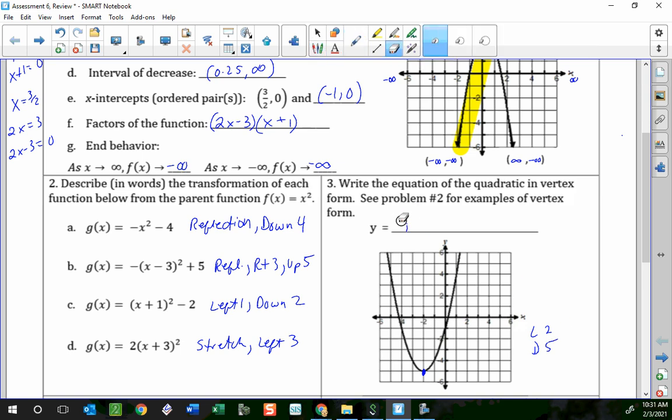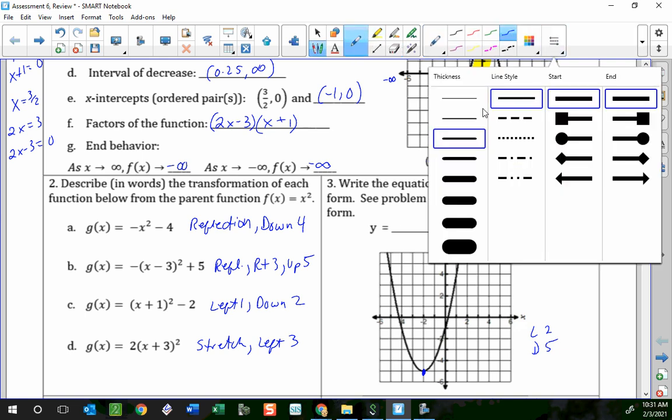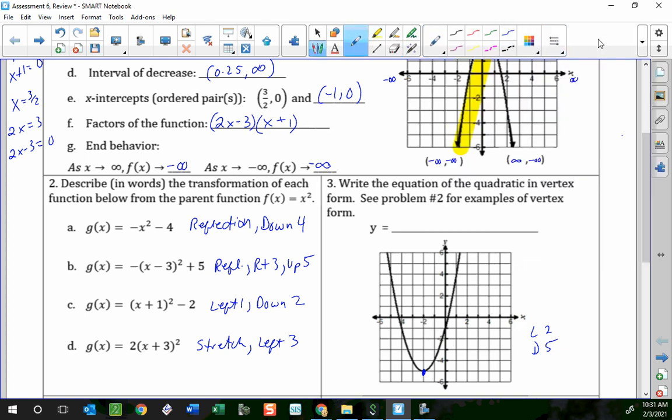So if I make that happen, the y equals is already there. Left 2 means I'm going to have x plus 2 squared to make it a parabola, and down 5 is minus 5. It's facing right side up, so I don't need a negative. Also need to check one more thing.